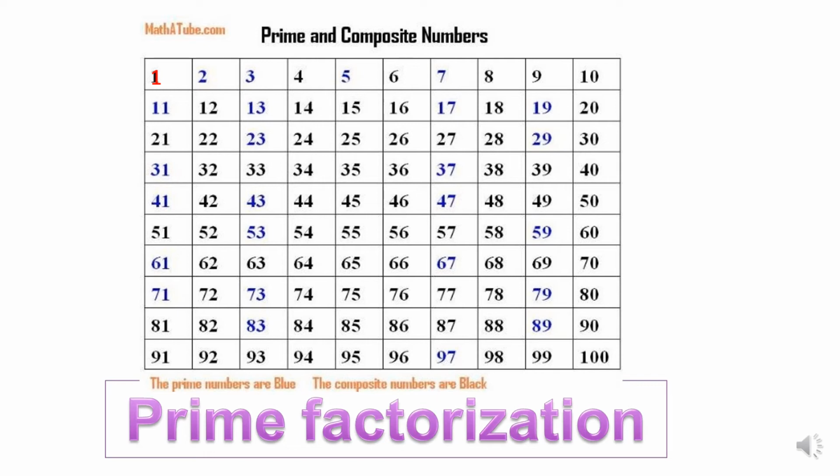Now, let's try to recall the concept of prime and composite numbers. Here the table is given from number 1 to 100. The numbers which are blue colored are all the prime numbers, and the black colored numbers are composite numbers. Remember, 1 is neither prime nor composite.